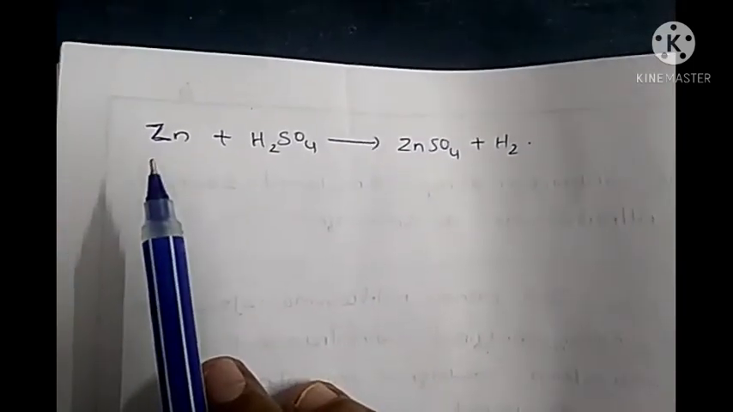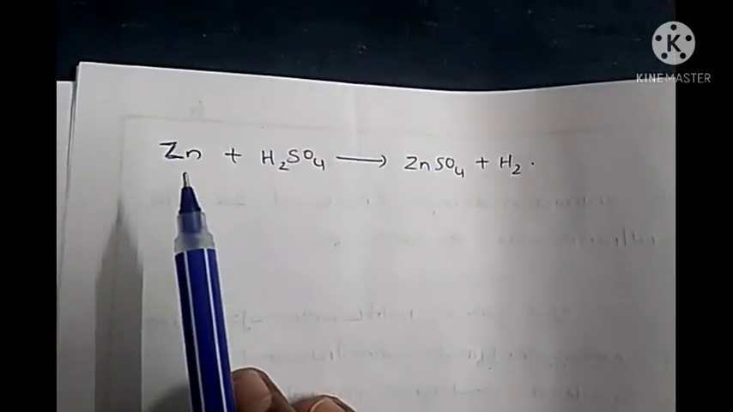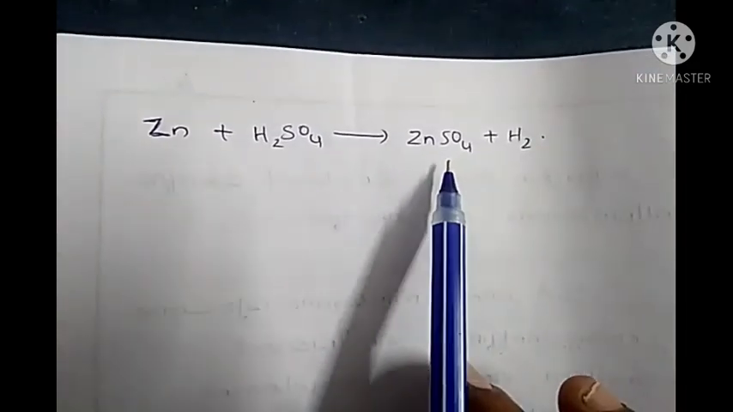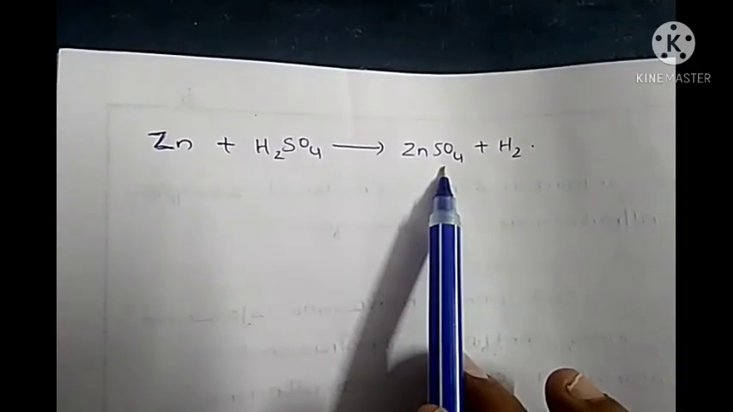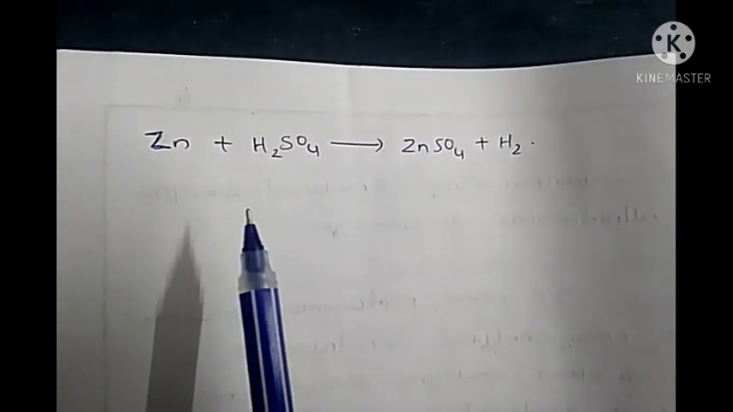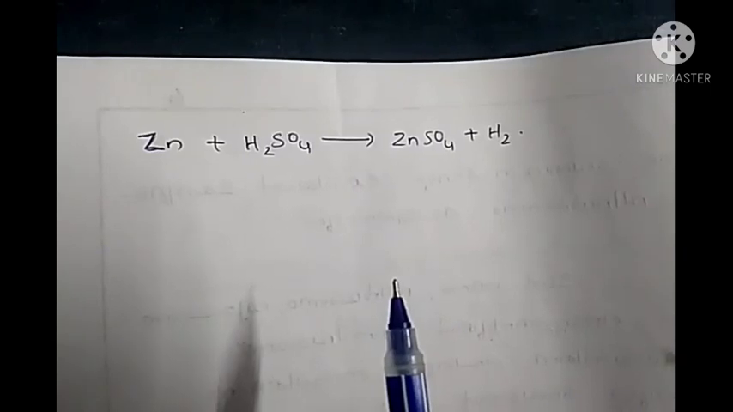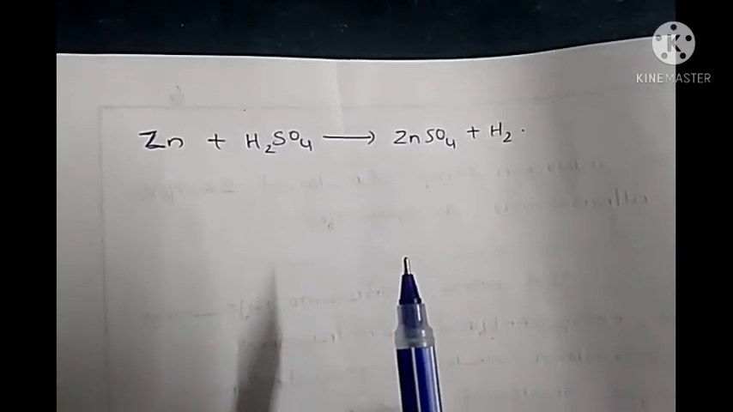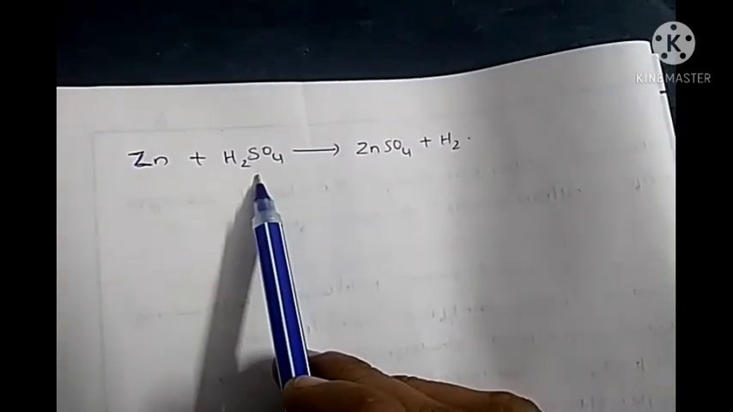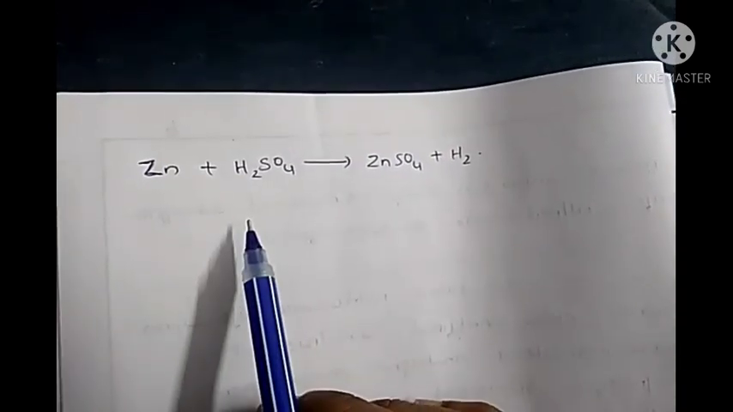The second thing is that we can identify what quantity of these reactants are reacting together and what quantities of these products are produced in the chemical reaction. That also we can identify from this balanced equation. The quantities of these reactants and products are represented by the number of moles. The coefficients of these reactants and products represent the number of moles.